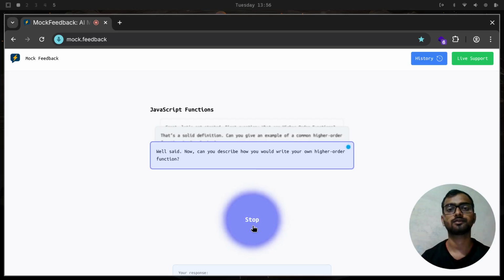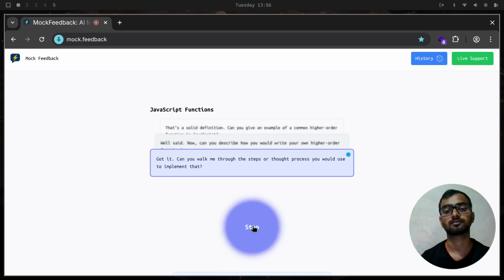Okay, we can write a higher order function, and it can take a callback function as greet user, and it would just return the new message. Got it. Can you walk me through the steps or thought process you would use to implement that?